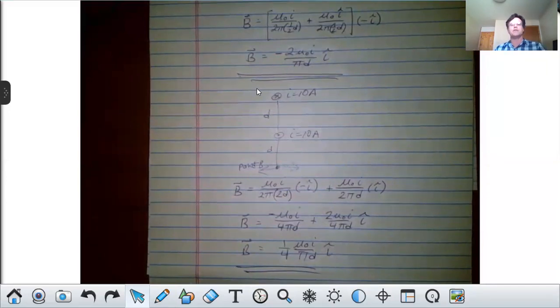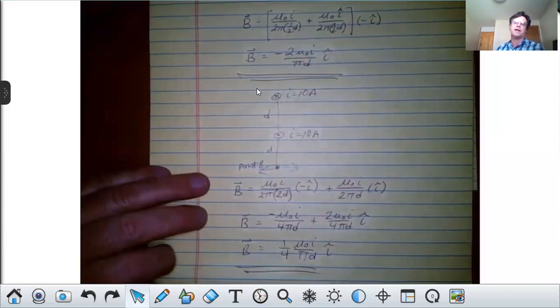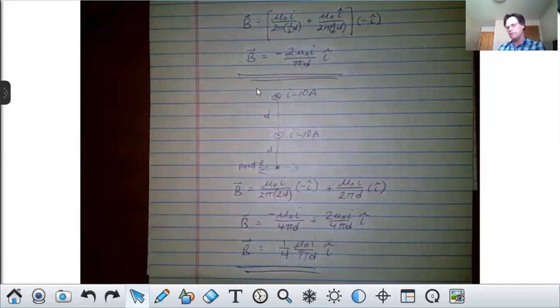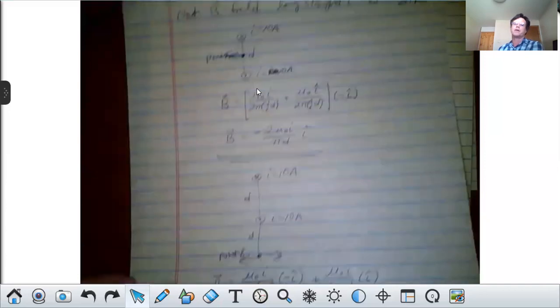Now, I may have a situation where the magnetic field is not created by a long straight current, maybe created by a coil, a loop of current or something like that. I just have a different expression for the magnetic field. But once I know the vector direction, I can add magnetic fields as vectors.